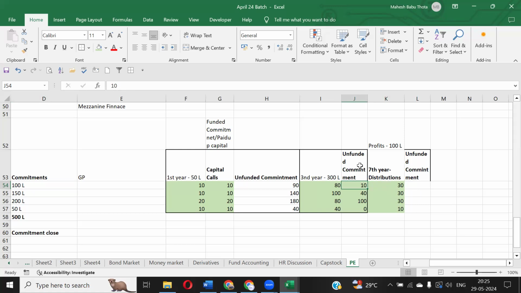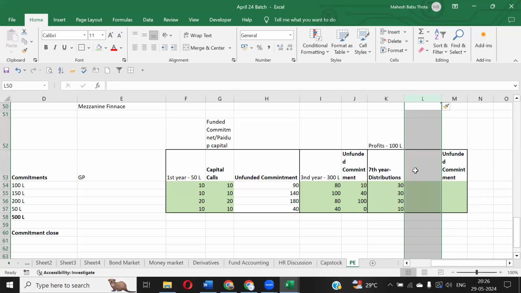Let me explain. We have unfunded commitment, right? Unfunded commitment won't have any impact because of normal distributions. These are normal distributions, as in without saying anything, I'm just distributing the capital or the profits, whatever it is. I'm not stating anything. So there won't be changes in the unfunded commitment. But if I say here I'm distributing 30 lakhs, then while distributing I'll tell that out of this 30 lakhs, 20 lakhs is a recallable distribution.